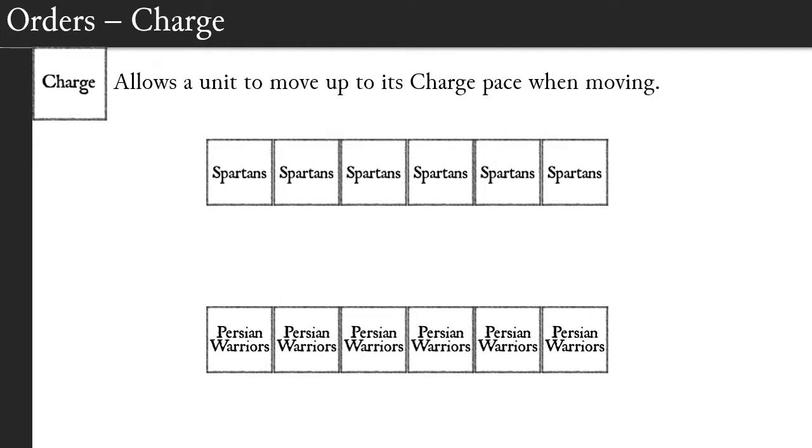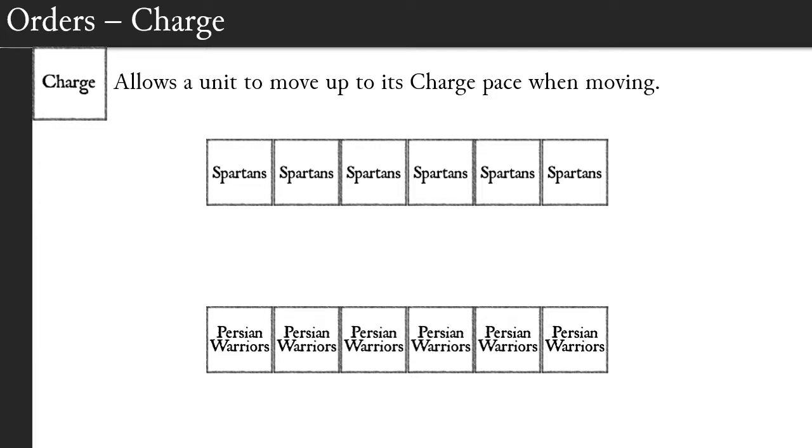The next order is the charge order. So the charge order allows a unit to move at its charge pace. For most units, like most infantry units, this is going to be 15 centimeters. With the charge order, what you're really trying to represent is a unit moving as quickly as possible. They want to get from point A to point B as quickly as possible. And this is an order that you often use to engage in hand combat.